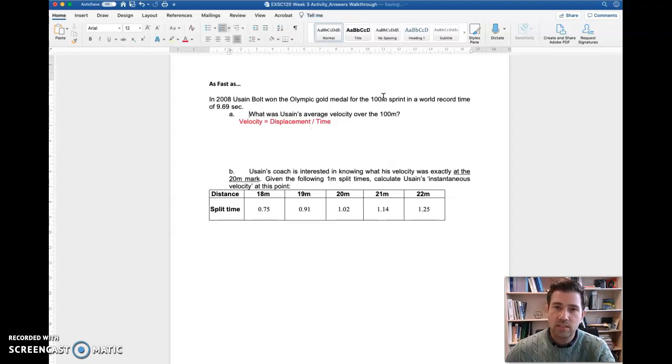The displacement is 100 meters. Velocity equals displacement divided by time. So it's just 100 divided by 9.69. Quite straightforward. Part B is the one that I think some people are probably going to have to think about a little bit harder, because it's involving the concept and calculation of instantaneous velocity.